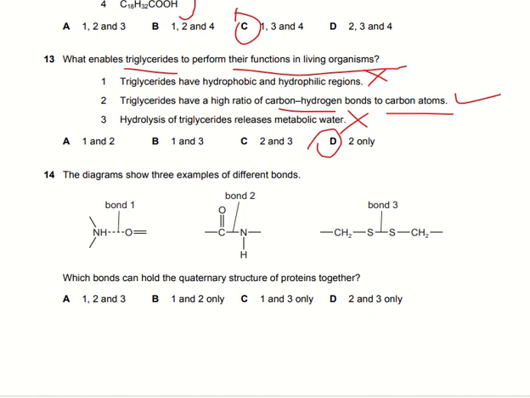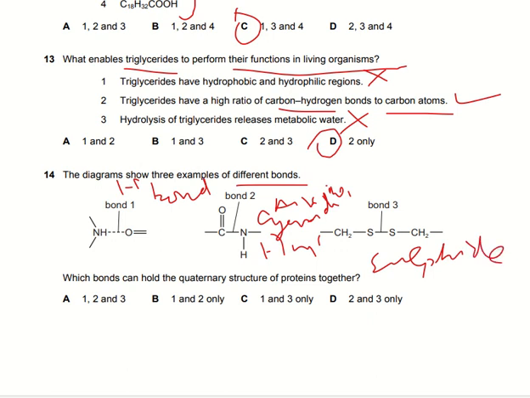The diagrams show three examples of different bonds. Here it is the hydrogen bond. It is the cyanide bond, or it can be said to be the amino bond. Amide bond. This is the sulfide bond.